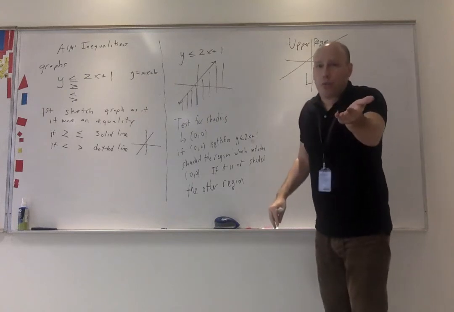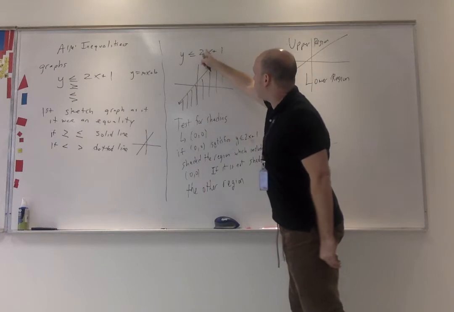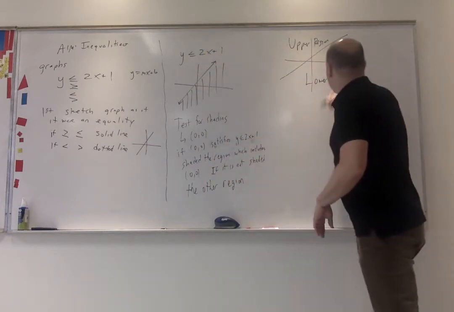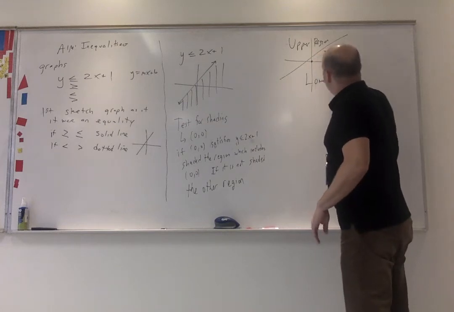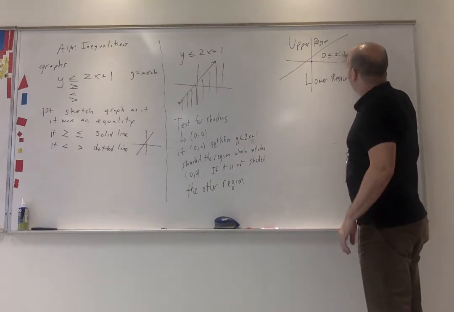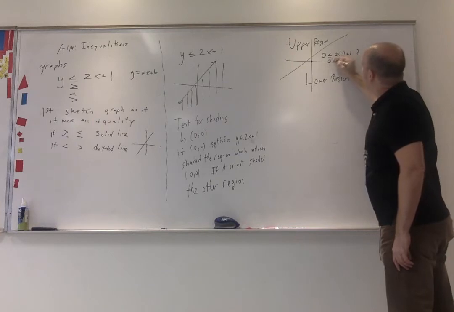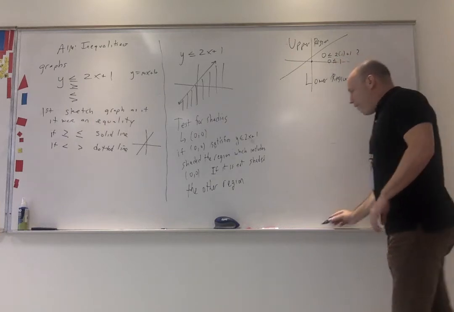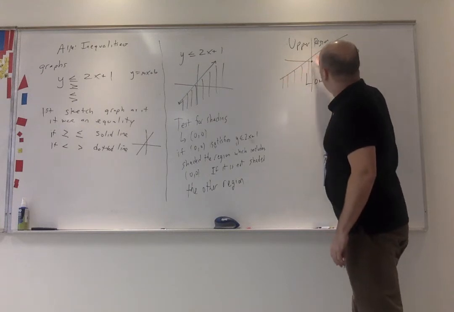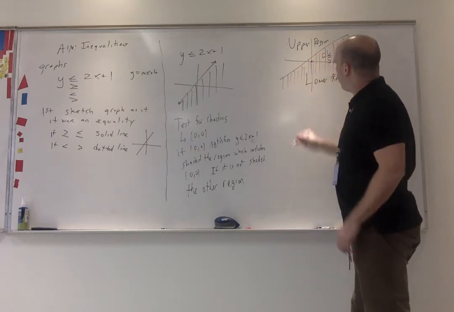Now, I told you that because y is less than the expression, we're shading underneath. The last thing I told you was the testing. Let's take a look at 0, 0 here. Let's test: is 0 less than or equal to 2 times 0 plus 1? And you say, oh yes, 0 is less than or equal to 1. Therefore, 0, 0 gets the shade.